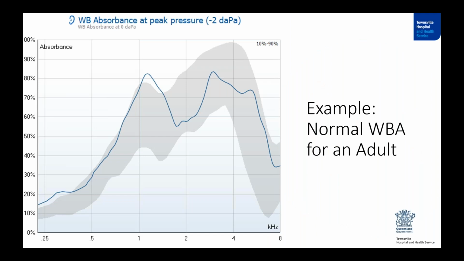Now, let's give an example of wideband absorbance for a normal adult. You can see here, this is given in terms of percentage. When the results are presented, they're usually presented as a normative range, which is the 10th to the 90th percentile, and then the absorbance of an individual person is plotted in that normative range. So you can see that the absorbance is very low at the very low frequencies. It increases, and then it's the highest between 1 to 4 kilohertz, and then again drops down. This is a normal absorbance, and this is at the ambient pressure condition. There's no pressurization of the ear canal.